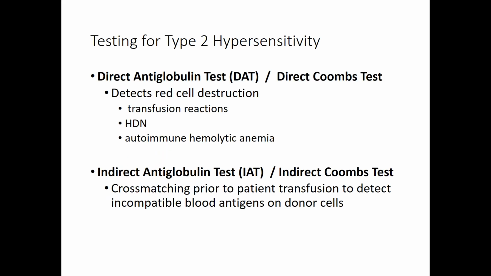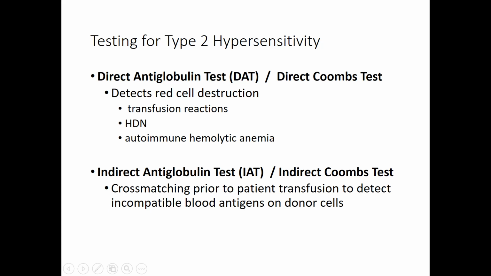There's a couple of different kinds. There's a test that we're going to talk about for type 2 hypersensitivity called the DAT, or the direct antiglobulin test. It's also sometimes called the direct Coombs test, named after Dr. Coombs that we talked about earlier today. The DAT is a test that detects red cell destruction in a couple of different examples. We see it in hemolytic disease of the newborn, that HDN that we've talked about. We can also see it in transfusion reactions and in autoimmune hemolytic anemias.